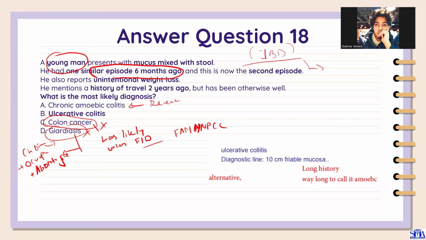One more thing I wanted to highlight here. This happened 6 months ago in the past, and the second episode now. So it's like a recurrence. Am I right? Recurrence or episodic. So is this common in amoebic colitis? Not really, right? So this recurrence and remission are also common in ulcerative colitis, right?